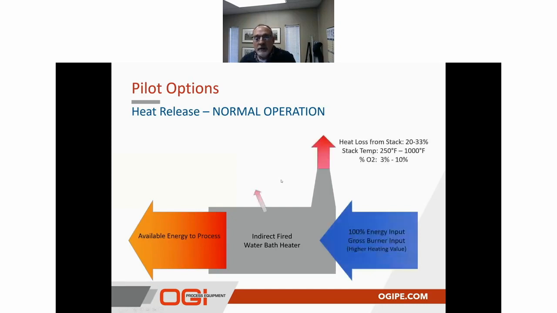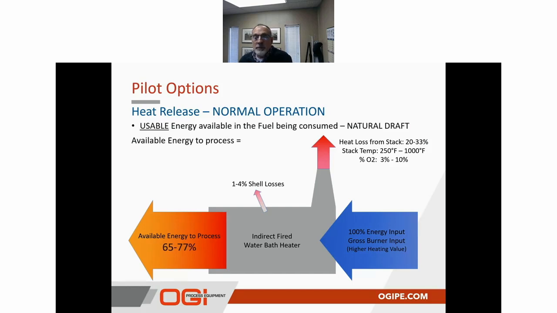First of all, we need to understand the flow of energy that's going to flow through a heater under normal conditions. Reviewing this typical energy balance, we see that the usable energy that we have available is actually what we're focusing on. And this is under normal conditions when the main burner is operating and really producing the energy that we need. So the usable energy that we get out of the heater is about 65 to 77%, depending on what we actually have for an overall efficiency in a natural draft design.